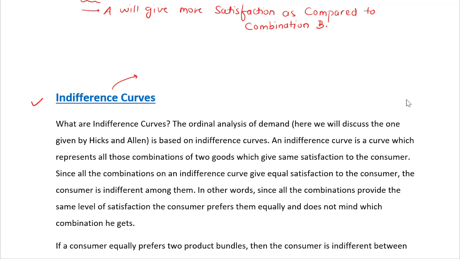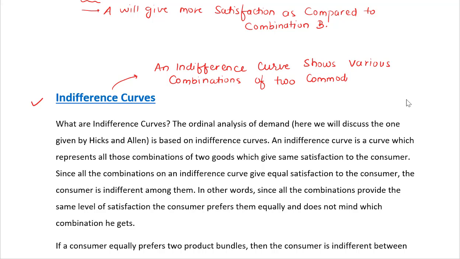You can write over here: an IC curve, that is an indifference curve, shows various combinations of two commodities which give equal amount of satisfaction to the consumer.